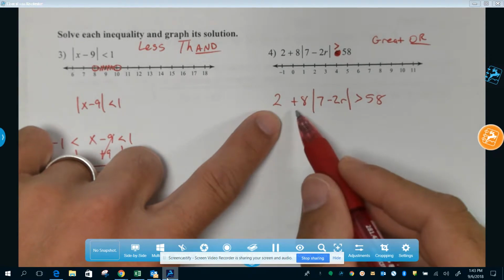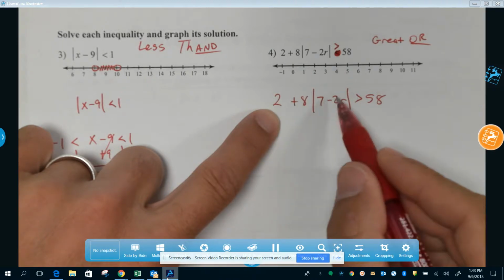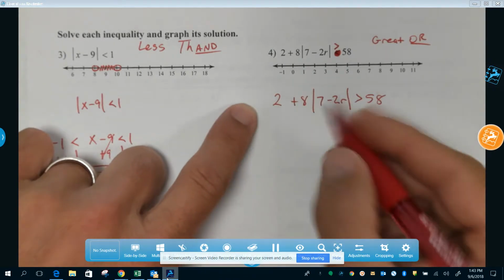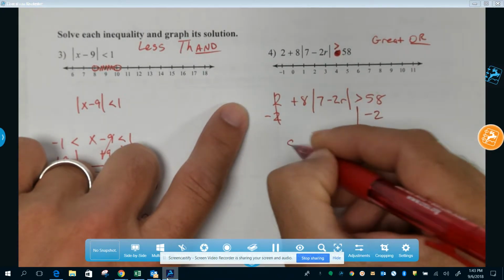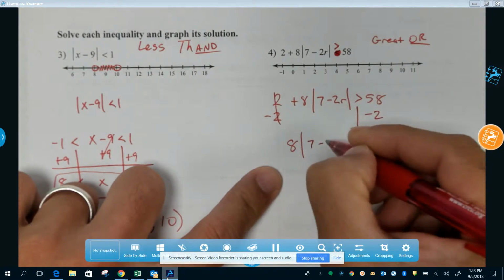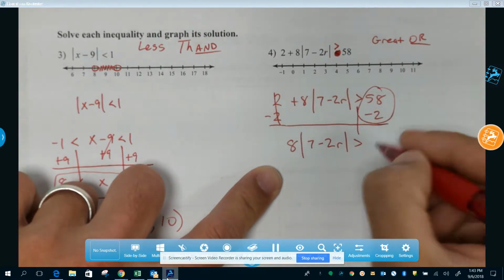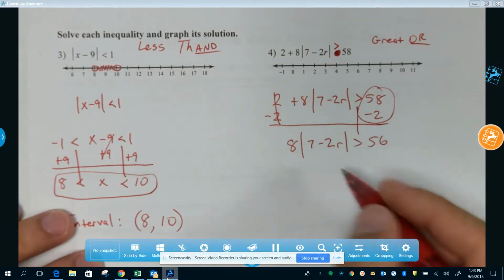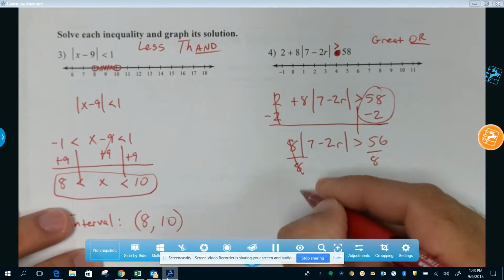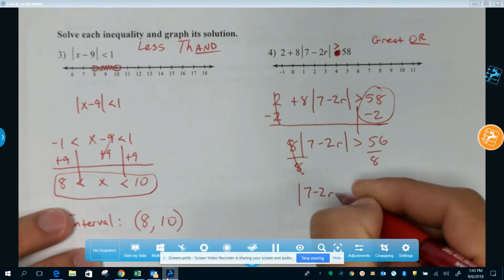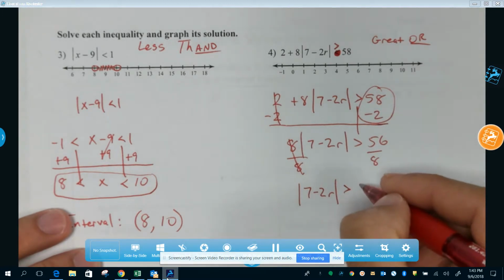I don't want the 2 plus 8. If that said 2 plus 8x, how would you get rid of the 2? We have to subtract 2. We divide at the end. So we're going to subtract 2 from both sides. The 8 is still attached to the bars. If we subtract 2 over here on the right, 58 minus 2 gives me 56. Now we still have to get rid of the 8 on the bars, so we're going to divide by 8 since it's attached. So now I've got the absolute value of 7 minus 2r. I divided by positive 8, so the sign doesn't flip. 56 divided by 8 is 7.